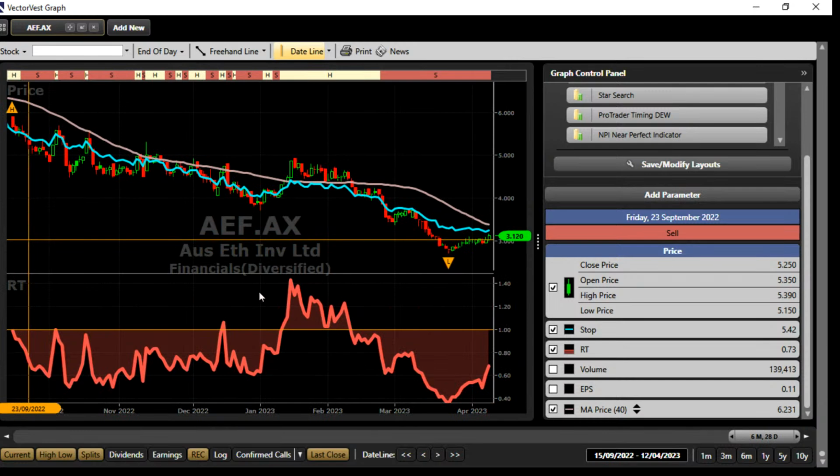The thing is, if you're going to look to buy back in, let's say here's your sell running all the way across here, and your technicals come up and they're going back down again.